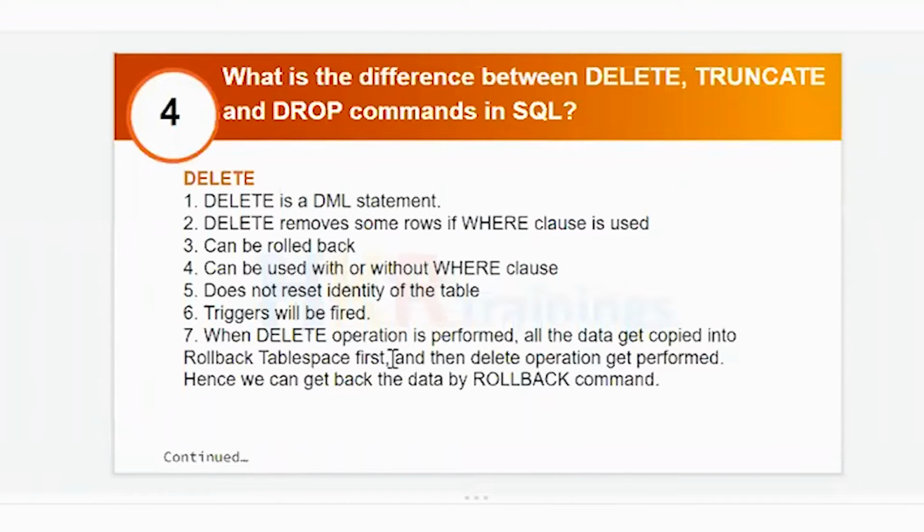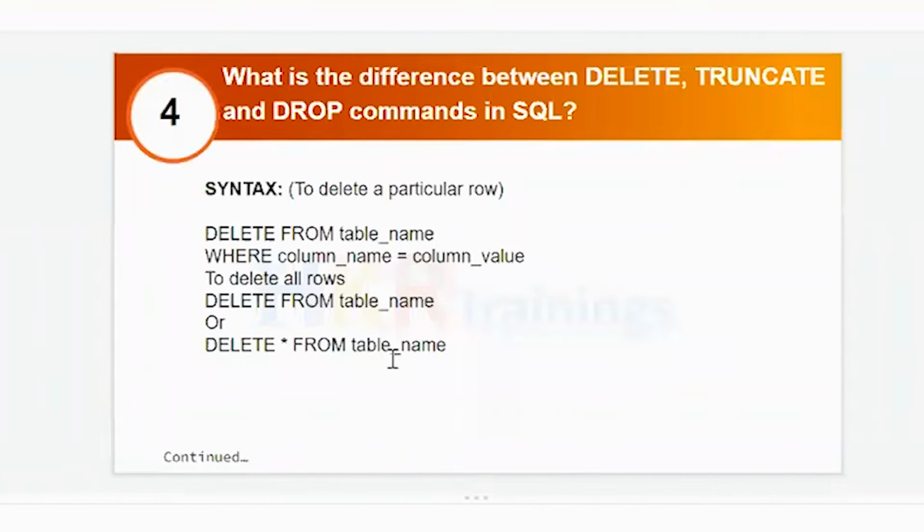Okay. Now let's talk about the syntax as well. So delete from table name where column name is equal to column value. Either we can use a where clause, or if we don't want to use a where clause and just want to delete the whole data from the table, then we can simply use delete from table name or delete asterisk from table name. Asterisk is also equivalent to all. So delete asterisk from table name or delete from table name would give me the same result. It will delete all the data from the table.